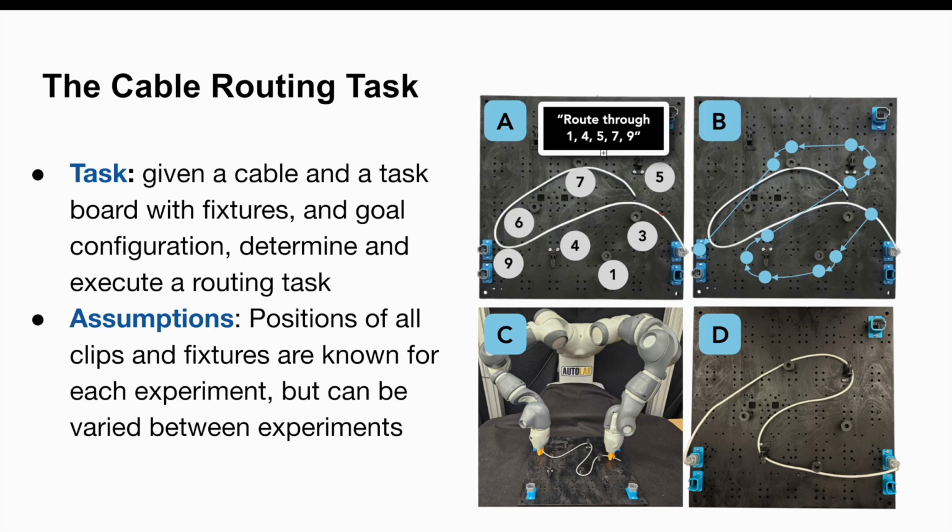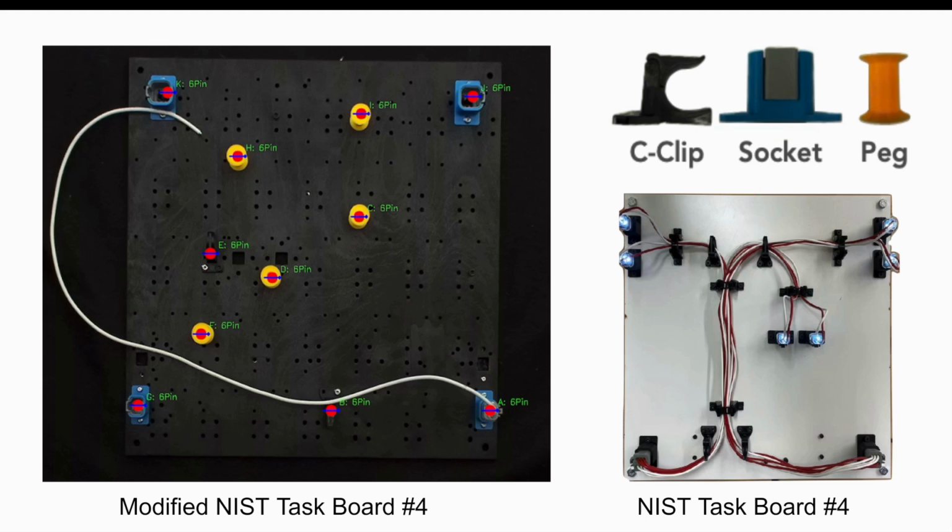In our approach, we begin by framing the cable routing task, where a user specifies a desired cable routing sequence for a particular 2D fixture setting, and the robot plans and physically executes said routing. In our work in particular, we adapt the NIST Task Board 4 to create a configurable cable routing setup in which the robot interacts with C-clips and peg fixtures to route a cable between sockets.